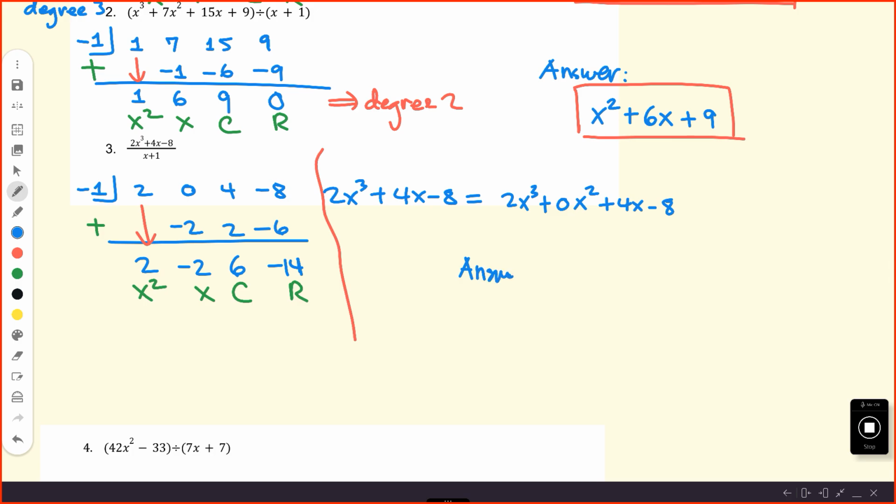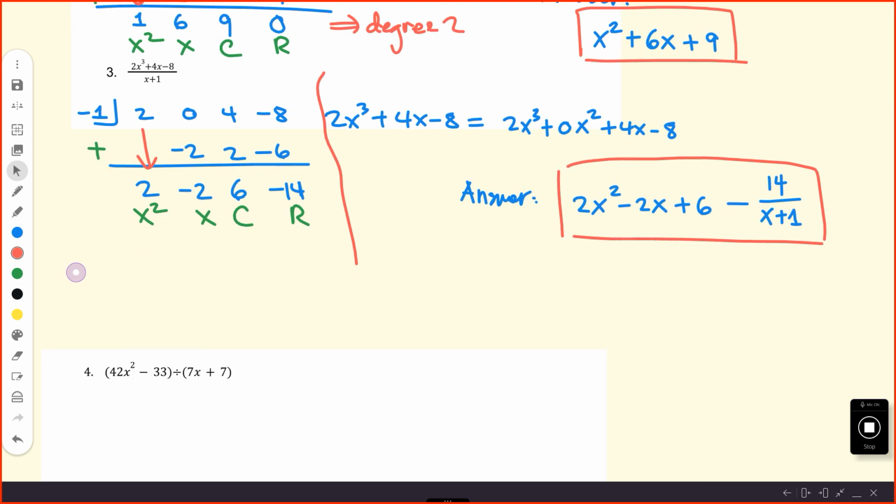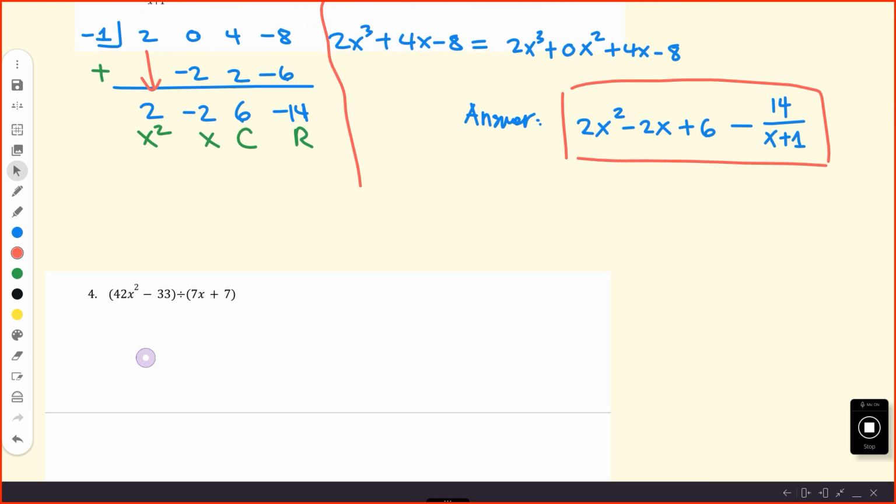So I'm just going to put 2x squared minus 2x plus 6. Now, since the remainder is negative 14, I can write that as minus 14, or we can do plus negative 14, that's fine. But again, if it's negative, you can just do minus instead of plus. Okay, so minus 14 all over x plus 1. Okay, and last example for this part, we're just going to do this together, okay?